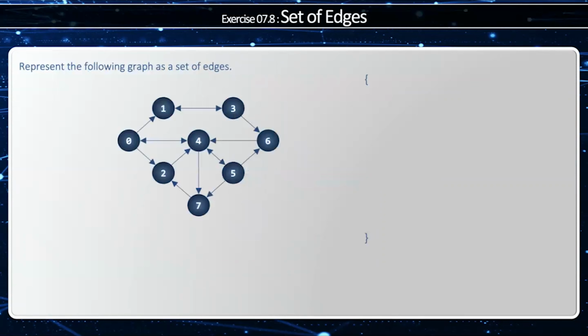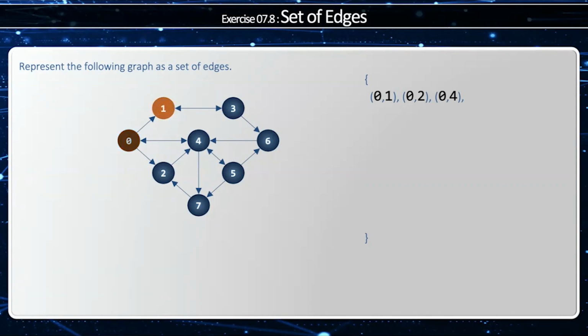In this next problem, I'm going to have a graph and I want to see if you can find a set of edges. Once again, pause the video, try this yourself, and then compare your solution against mine. Okay, we'll start with vertex 0. 0 has an edge to 1, 2, and 4. Therefore, I'm going to add 0, 1, 0, 2, and 0, 4 to my set of edges.